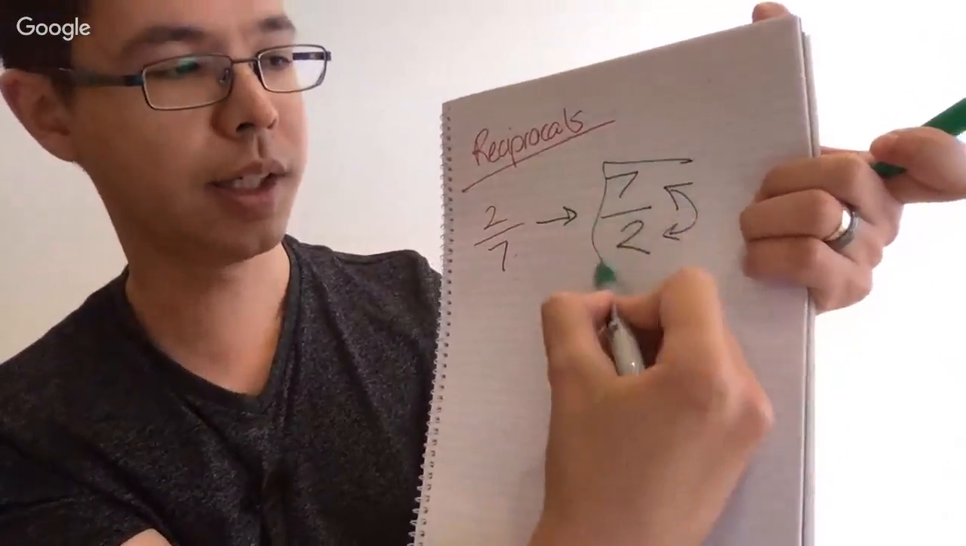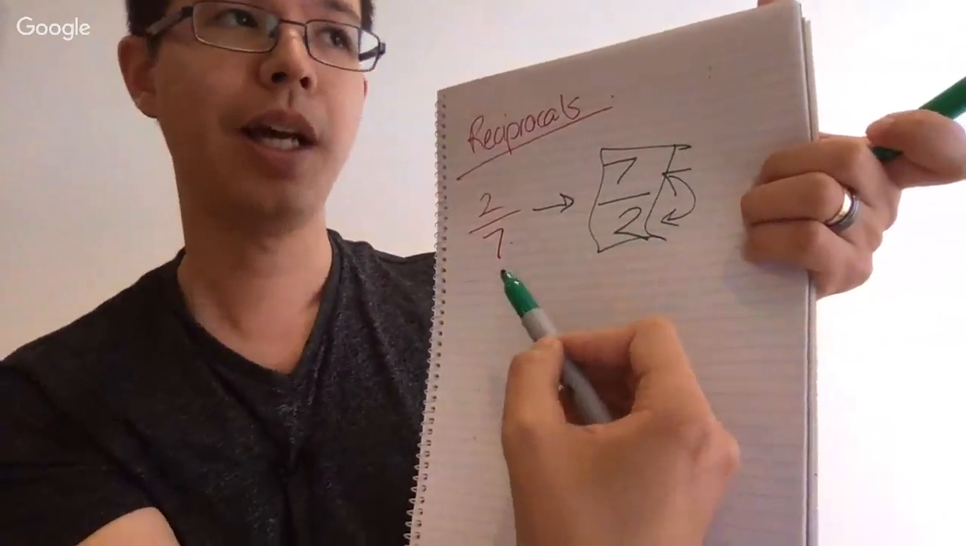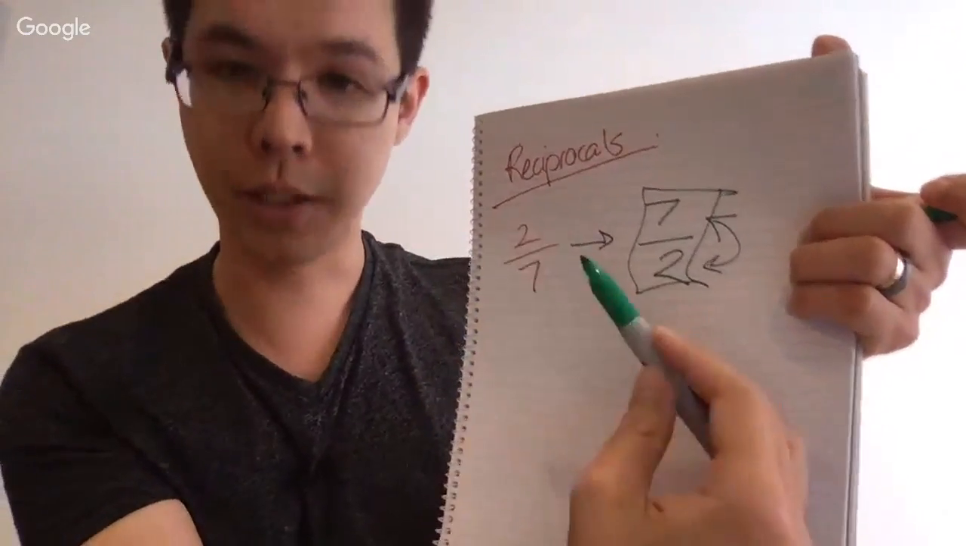And this is the tool. The reason why we have reciprocals is it's a really good way of converting a division problem into a multiplication problem.